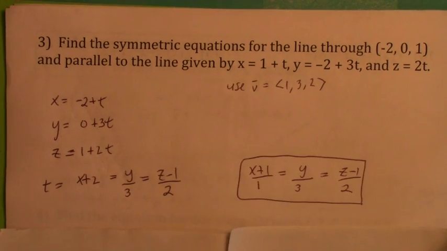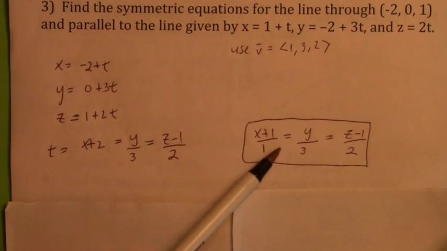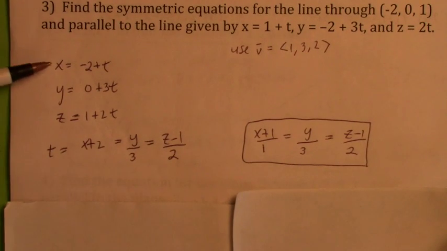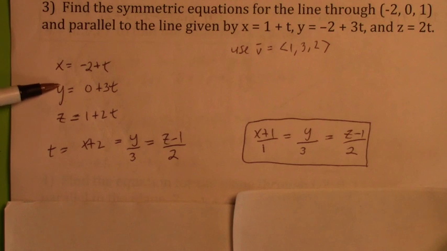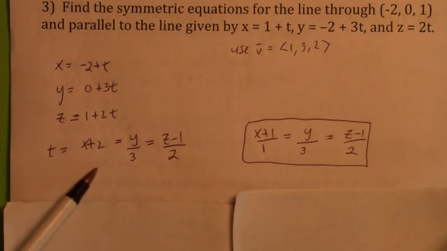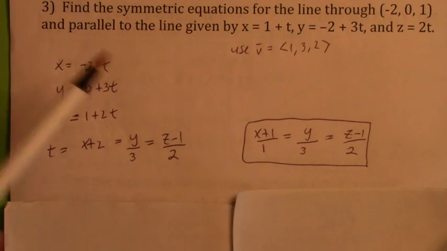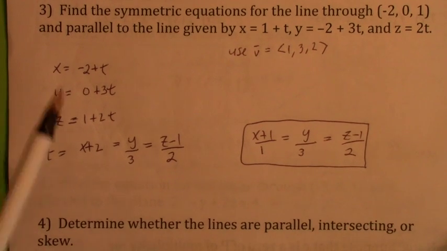Now what's this business with symmetric equations? It's just a different way to write the line. If you solve each of these equations for t and set them equal to each other, you get this. And so this would be the symmetric equations. It's not a big deal, but it comes up on the homework.